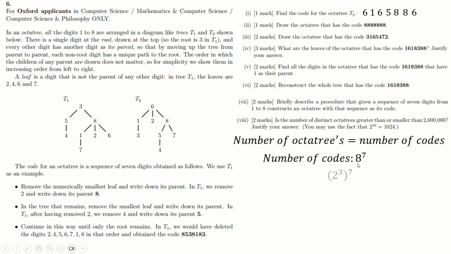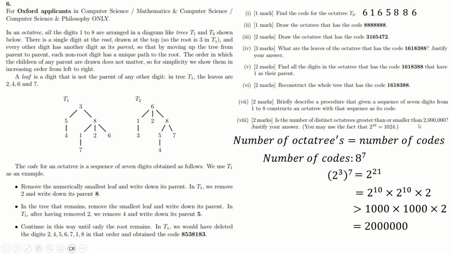8 is 2 cubed, which makes this 2 cubed to the 7, which is 2 to the 21, which is 2 to the 10 times 2 to the 10 times 2, breaking up this 21. 2 to the 10 here adds up to make 21. This is 1,000, this is 1,000. Well, actually, it's more than 1,000, and this is more than 1,000, and this is 2. So this is slightly bigger than 1,000 times 1,000 times 2, which means, therefore, that this is slightly bigger than 2 million, and therefore there are more than 2 million codes, I think is my final answer.